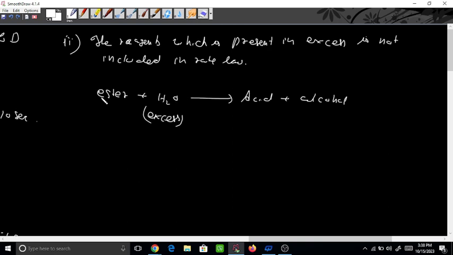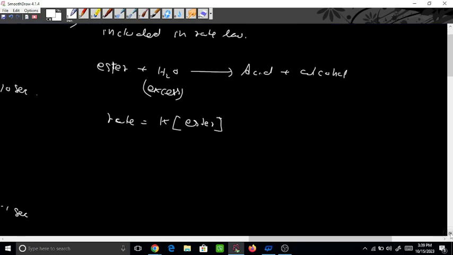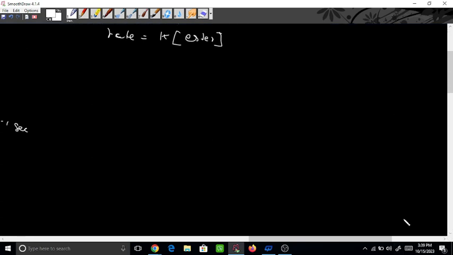So here also, for this esterification reaction we are using H2O in excess, so we don't include water in the rate law. We will include only the ester part. So how will the rate be determined? Rate is directly proportional to the rate constant times the concentration of ester only, and we will not include the concentration of water. Okay, so one more point from this: order and molecularity of reaction.